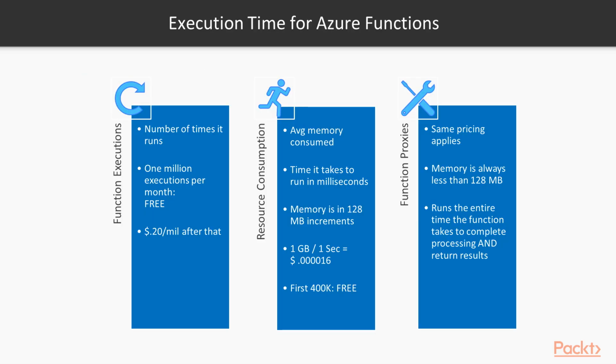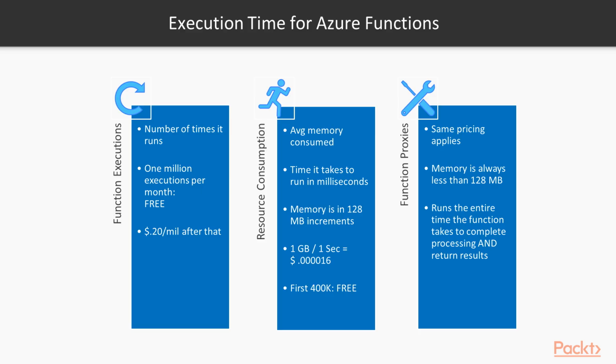The function executions are counted on the number of times it's run. The first million executions per month is free. And if that sounds like a lot of value, keep in mind that a million executions is only 20 cents. So the free million executions is great for development. You're not going to be hitting it constantly, but that first million executions, you're not even going to have to pay for. However, that's not the only way that they count pricing meters for Azure Functions.